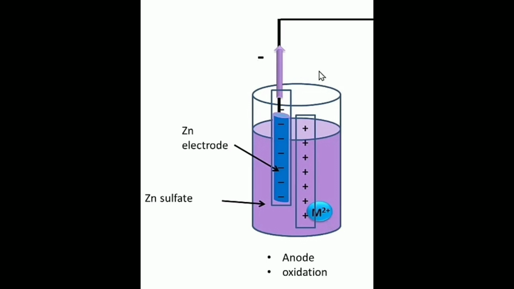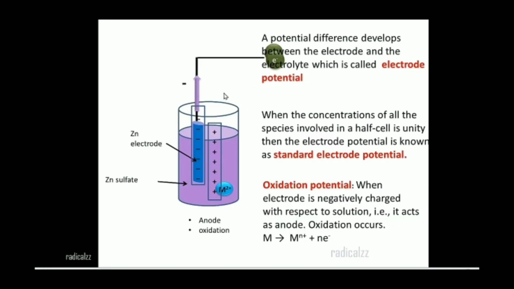So, a potential difference is created between the electrode and electrolyte interfaces, which is called electrode potential. The potential difference that develops between the electrode and electrolyte interfaces is called electrode potential.